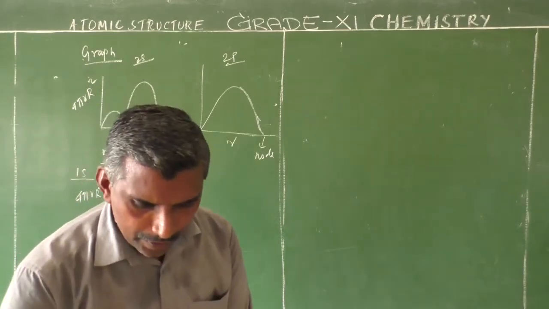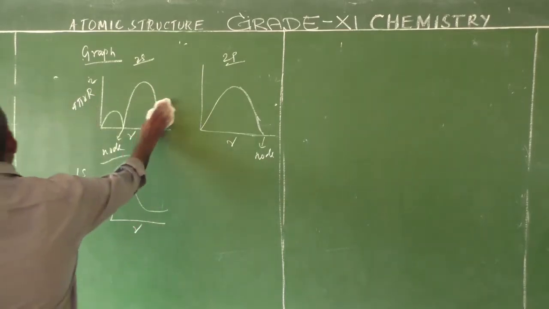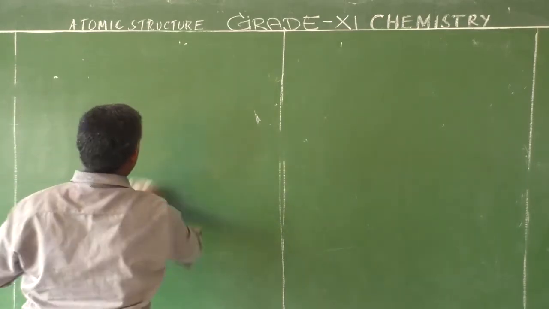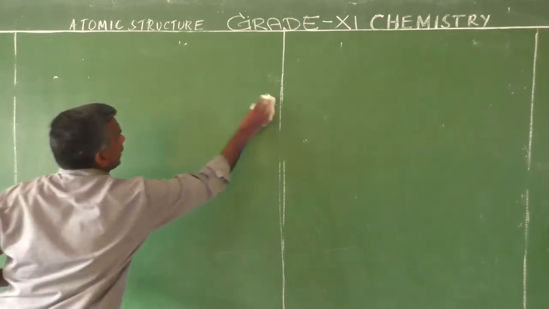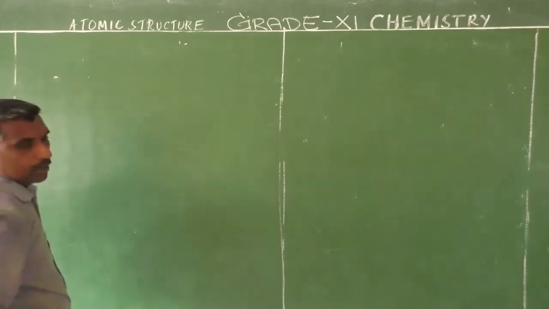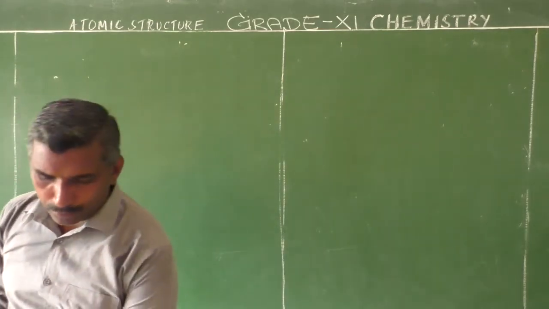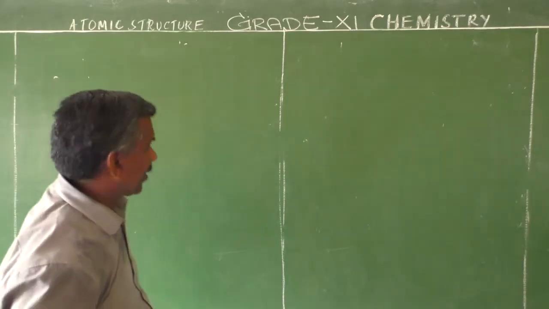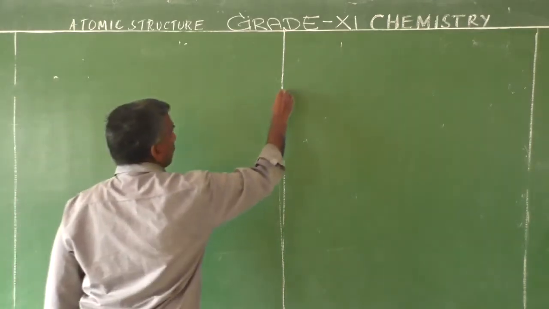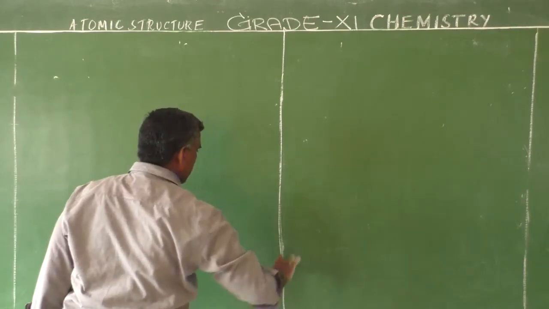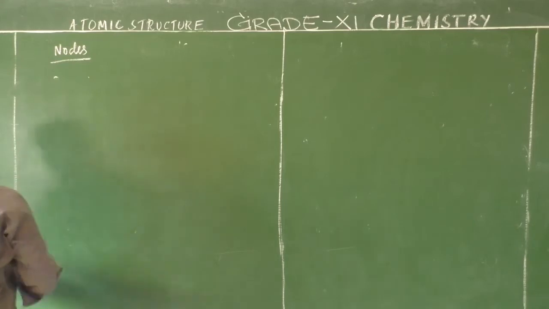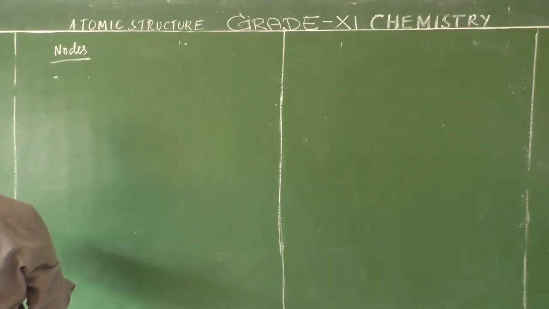How many nodes are present in each orbital? The region where the probability of finding an electron is 0, and the area where the electron density is less, that is known as a node. Probability of finding electron is this. Node. First node. You consider this node.